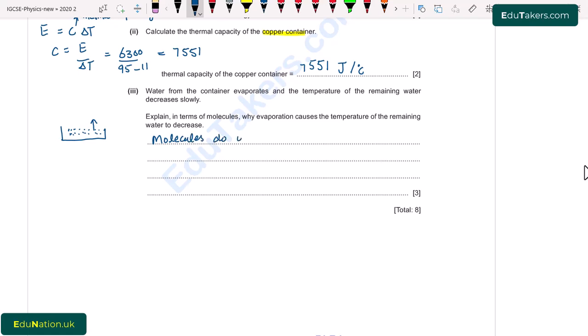do work against attractive forces as they evaporate. Evaporate means when they come out of the surface.